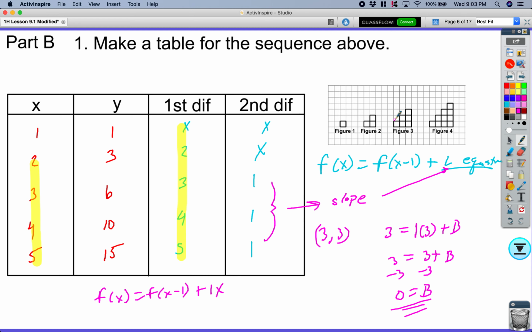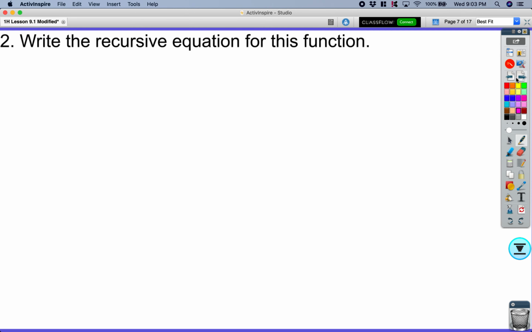And it kind of makes sense here because if you look at this figure, guys, if you're at figure 2, I'm on stage 2. This is basically the x value, and I'm going to add that to everything previous. Stage 3, 3 blocks, and then I'm going to add everything previous. And stage 4, 4 blocks, then add everything previous. The pattern continues. So that's just another way to view this.